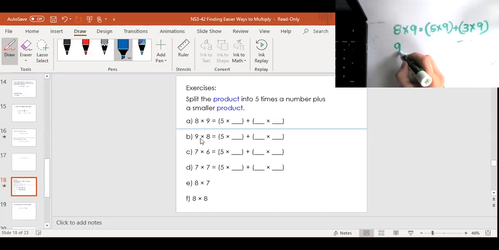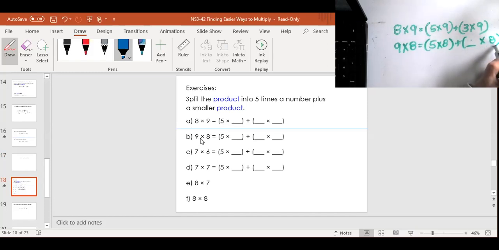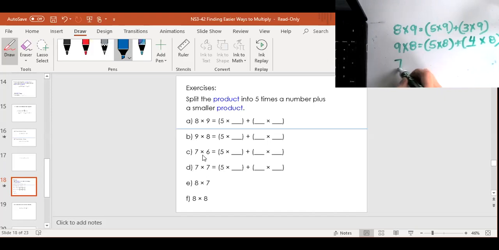Now here, this is 9 groups of 8, which is the same as 5 groups of 8 plus how many groups of 8? What do you need with 5 to get 9? You said 4. Okay, and we've got this one, 7 groups of 6 this time. In this question, they want you to always make the first one 5. Break it and cut it by 5 first, and then find out what the rest of it will be. So we're always going to do a 5.